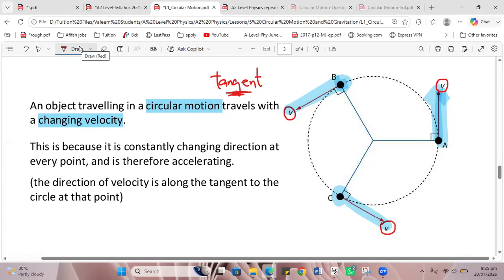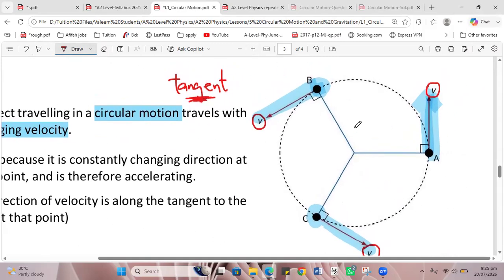So if the direction is changing, velocity is changing, right? So that's why in circular motion, velocity is always changing. It's never constant. All right. So this is the direction of linear velocity. Next, direction of centripetal acceleration. It's always along the radius towards the center of the circle. Similarly, centripetal force is also always towards the center of the circle.